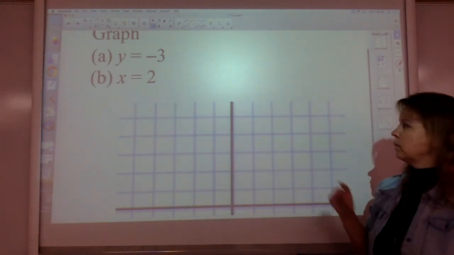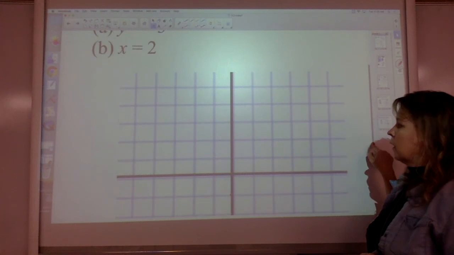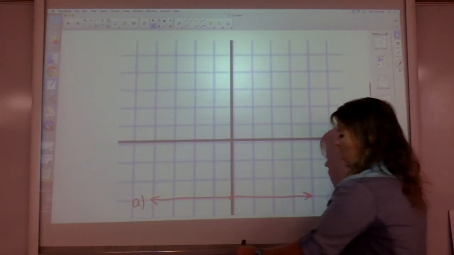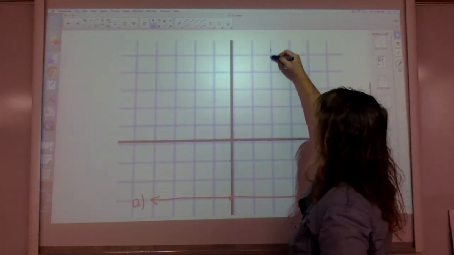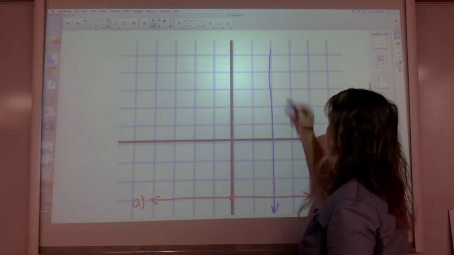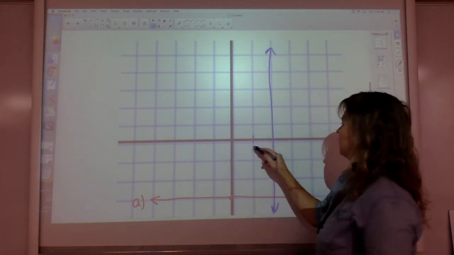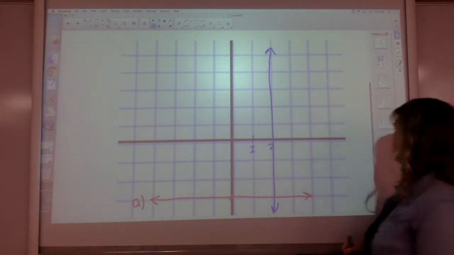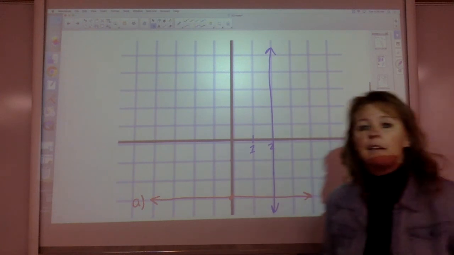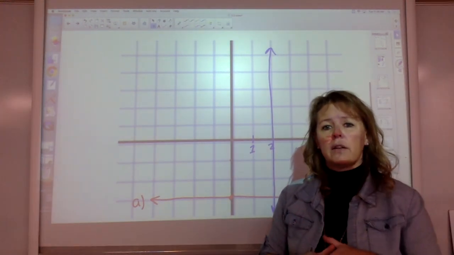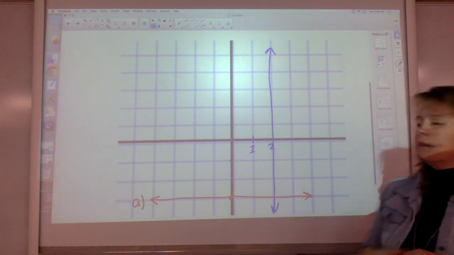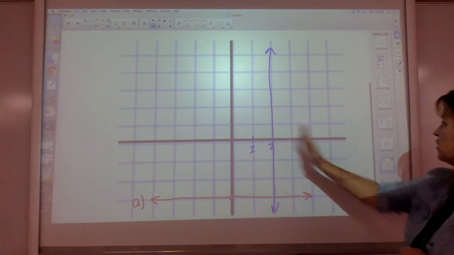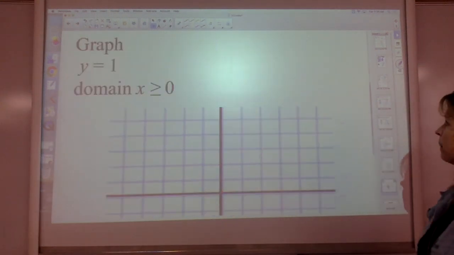Pause it. All right, you're back. We're going x equals 2, which is straight up and down at x equals 2. Do me a favor. Don't make this any harder than it is, okay? Don't overthink it. It's just touching the x at 2, and you draw a line.